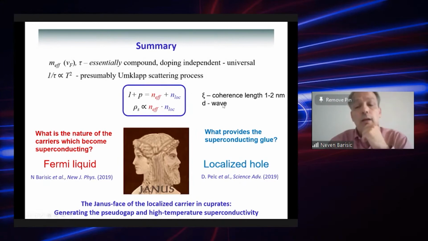We also know that it's a d-wave glue, and the localized carrier presumably sits on the d-orbital of the copper, which is also d-symmetry. Anyway, to summarize, the answer to the two, in my opinion, most important questions in the field: what is the nature of the carriers which become superconducting? They're Fermi liquid carriers. What provides the superconducting glue? These are the localized carriers, and the Janus phase of the localized carrier in cuprates is generating the pseudogap and the high temperature superconductivity. Thank you for your attention.